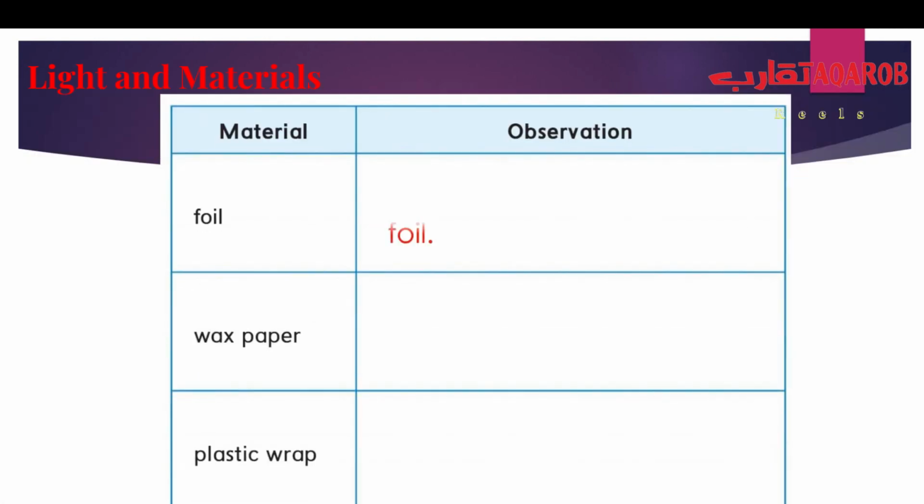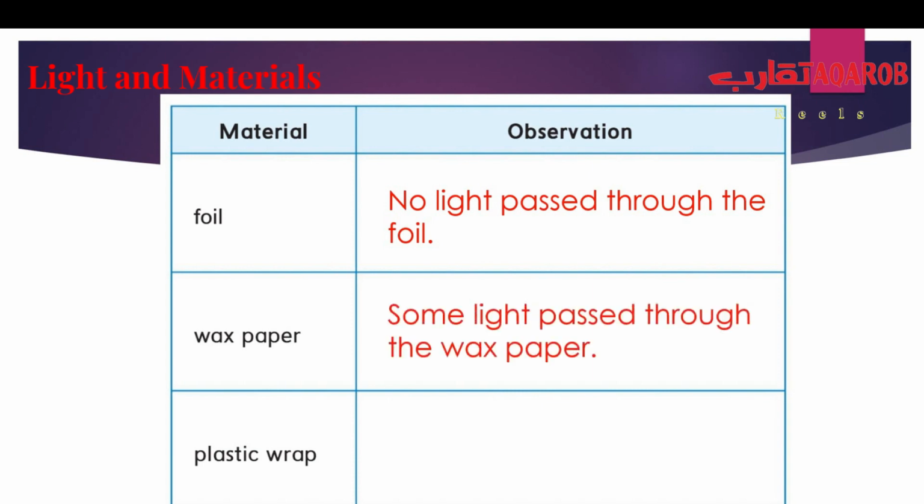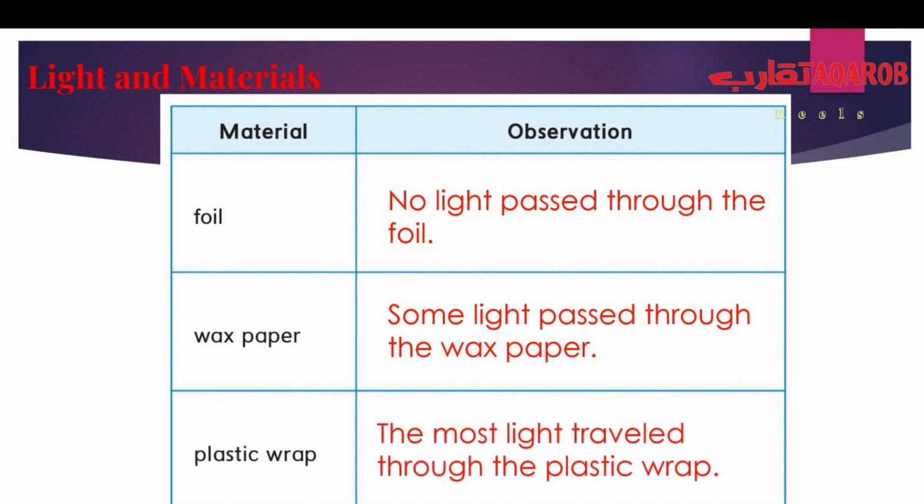So grade 1, let's write down our observations. So the materials, let's start with the first material, foil. We notice that no light passed through the foil. Wax paper: yes, some light passed through the wax paper. Plastic wrap: the most light traveled through the plastic wrap.